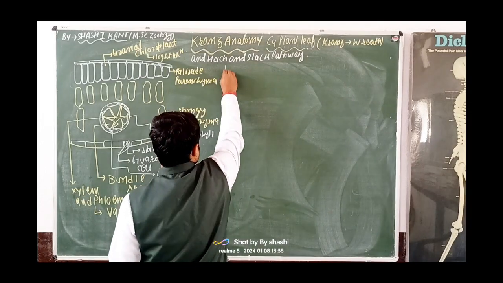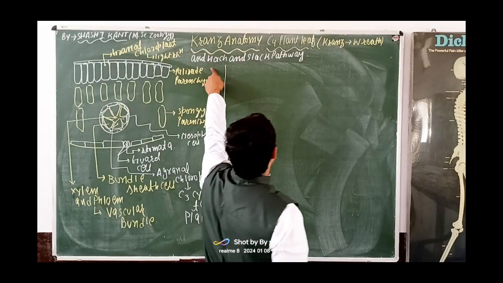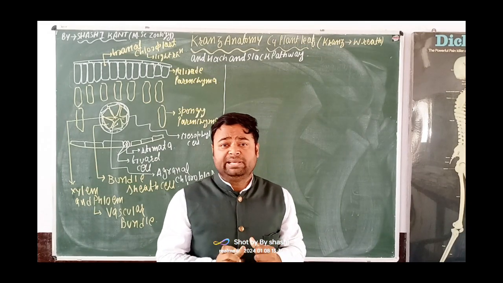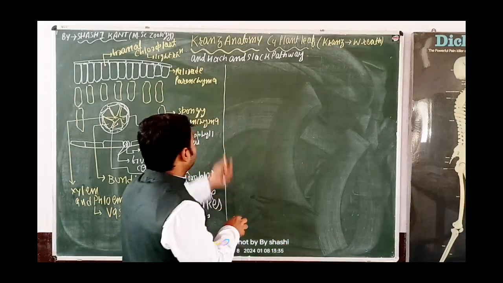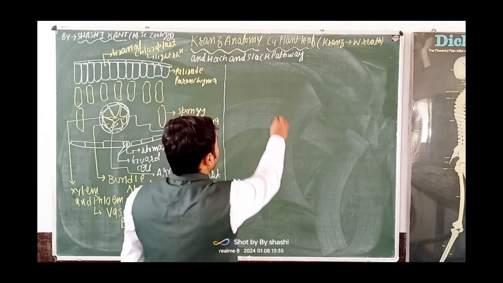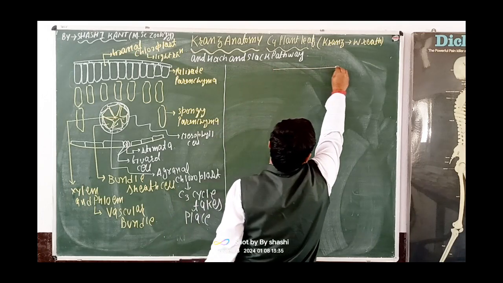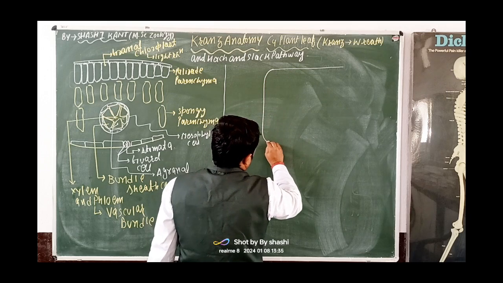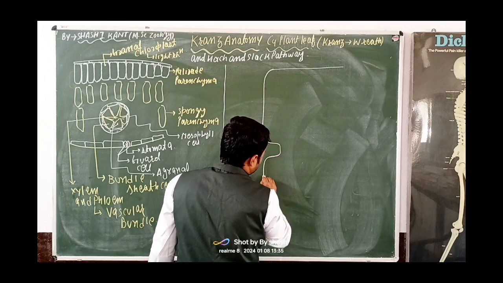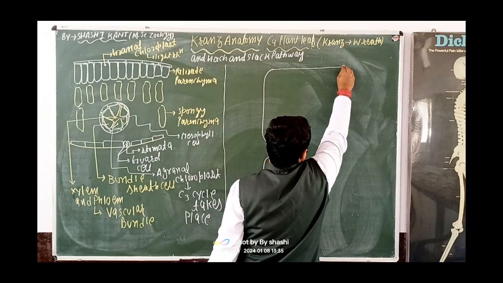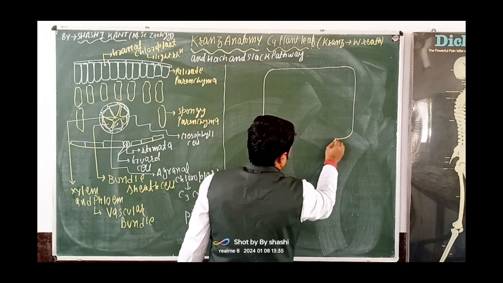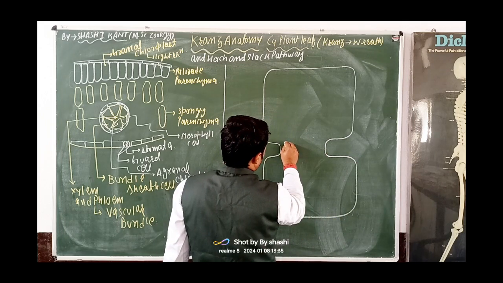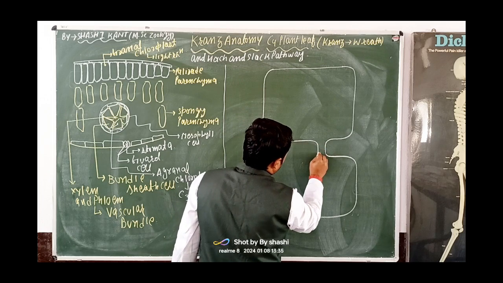Our today's second topic is the Hatch and Slack pathway. How does the Hatch and Slack pathway take place in C4 plants? So we will start the Hatch and Slack pathway. First of all, for understanding the concept of the Hatch and Slack pathway, I am going to draw the structure of the mesophyll cell and the bundle sheath cell.